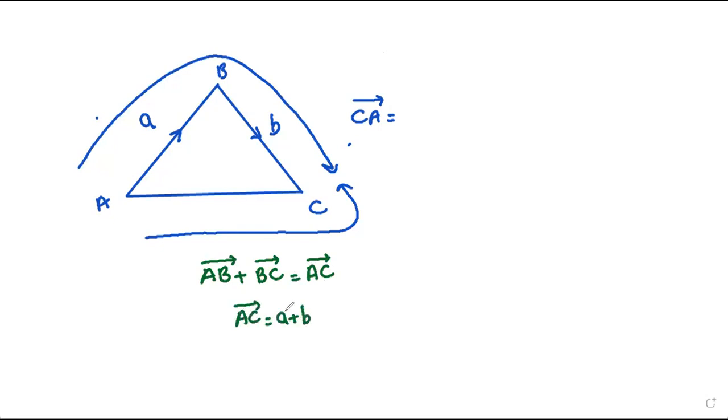Now, according to negative vectors, if you reverse the direction, the sign changes, so it will become minus (a plus b), or minus a minus b. Very good, everyone. Those who weren't able to get it, just quickly take a screenshot, and then I'll clear one more concept.